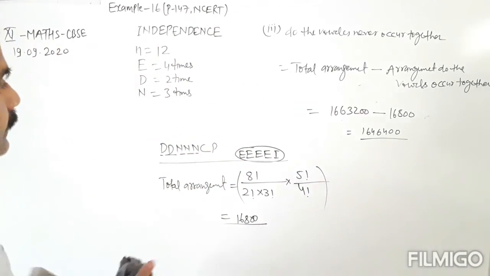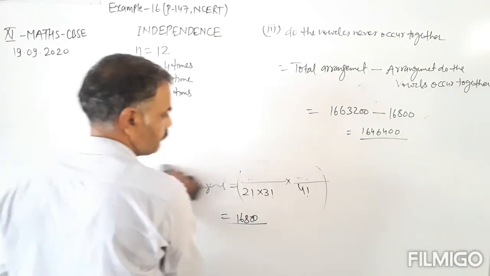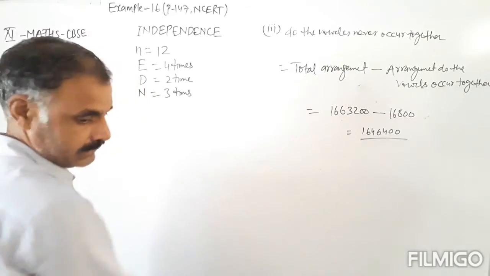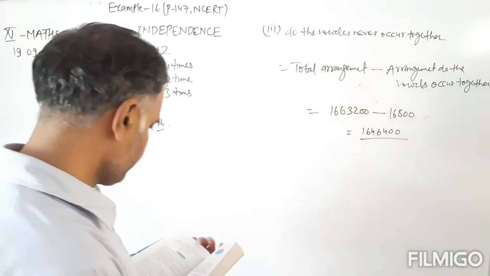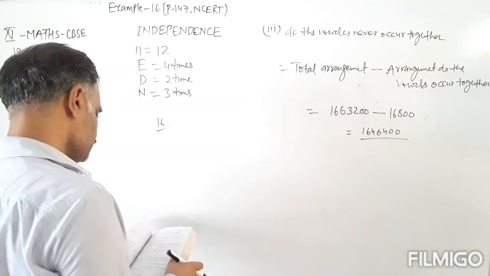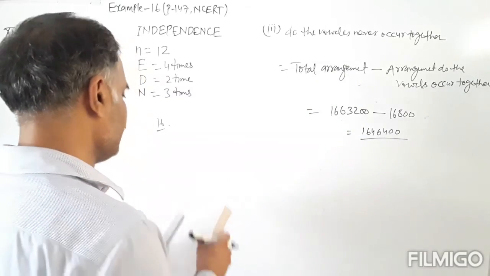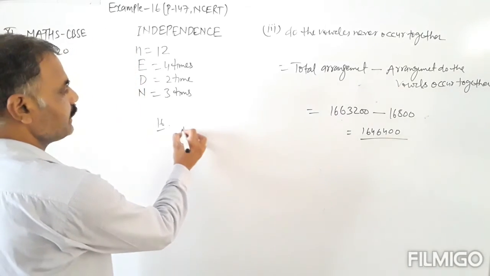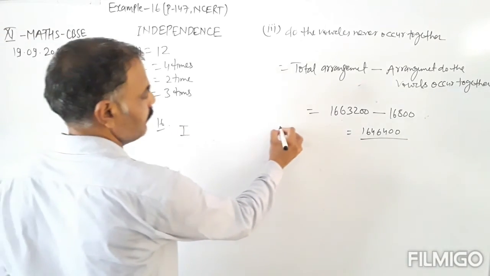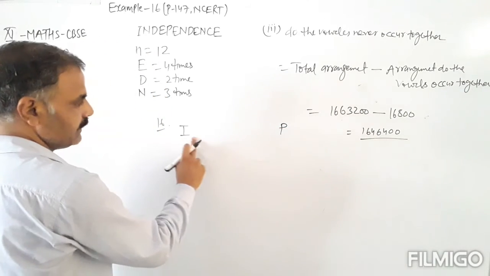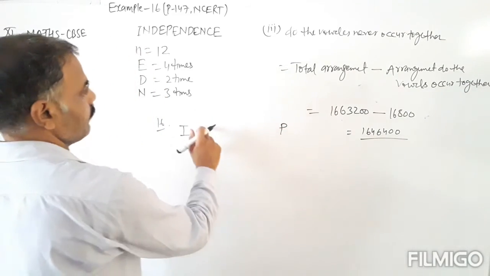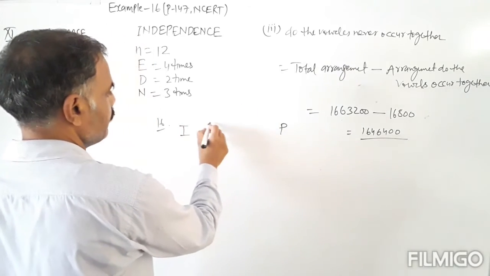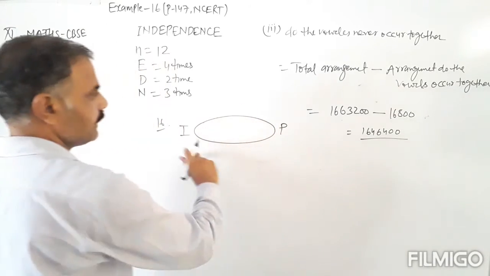Now the last part of example number 16 is: do the words start with I and end with P? The first letter is I and the last letter is P, and all the other letters come in between. Means two letters are fixed.